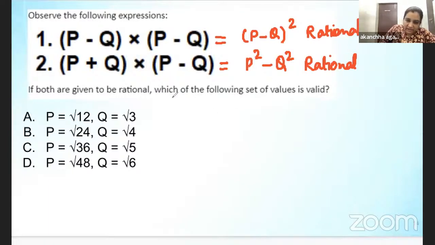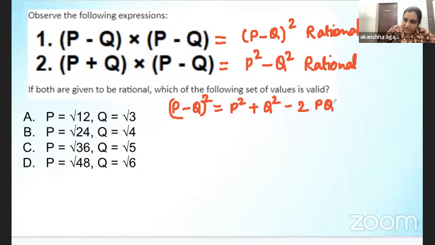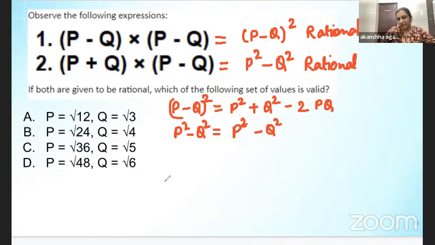So let us first understand that if P minus Q whole square is rational, then it means that P square plus Q square minus 2PQ is rational, because you won't have any irrational terms in any of the three. And P square minus Q square is irrational, which means that P square itself does not have any root signs and Q square also does not have any root signs, and their difference also does not have any root signs. So now I have given you a lot of hint. Think which of the options will work here.